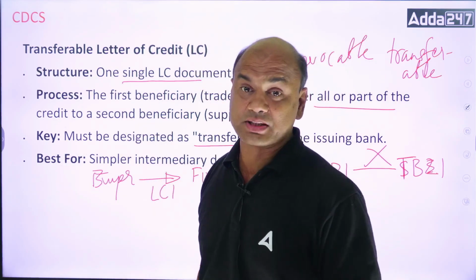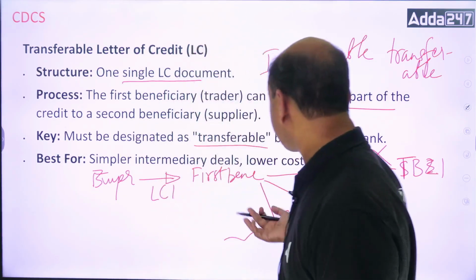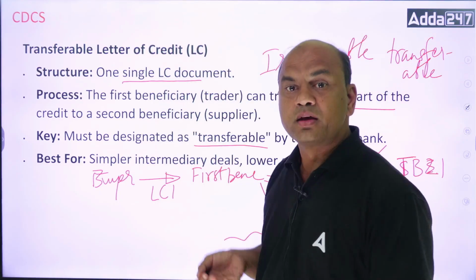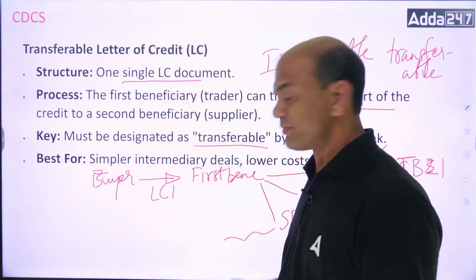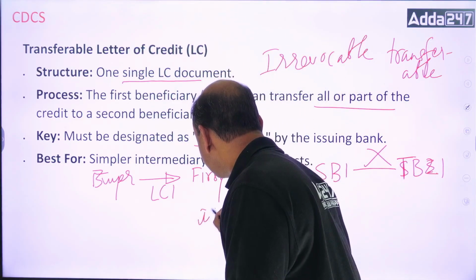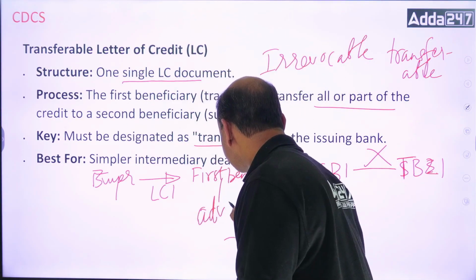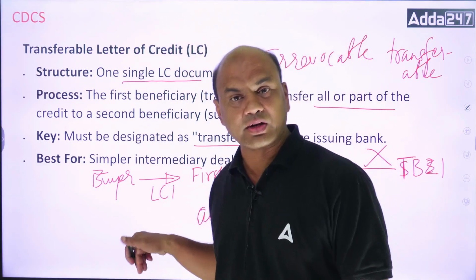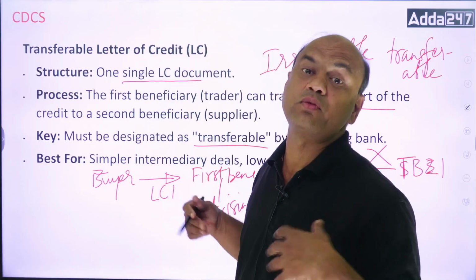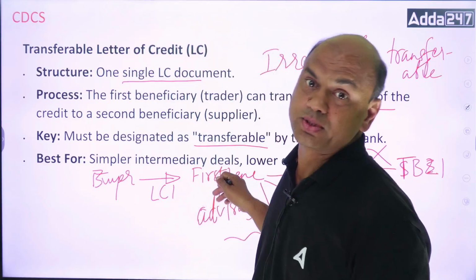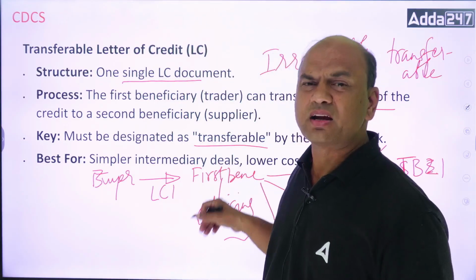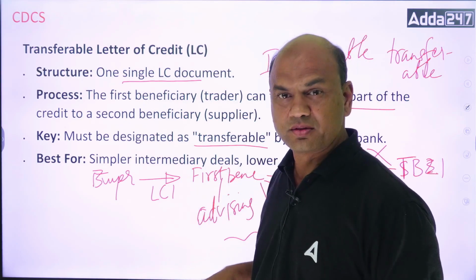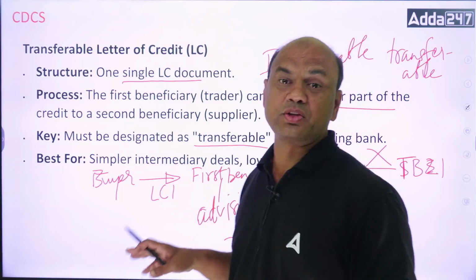Now, who transfers this LC? That is also one question. From the first Benny, who wants to give it to the second Benny, who will do it? This will be done by the advising bank. The first Benny will contact the advising bank and request that it kindly transfer it to the second Benny. All the conditions will be given. So this is the whole of transferable LC.